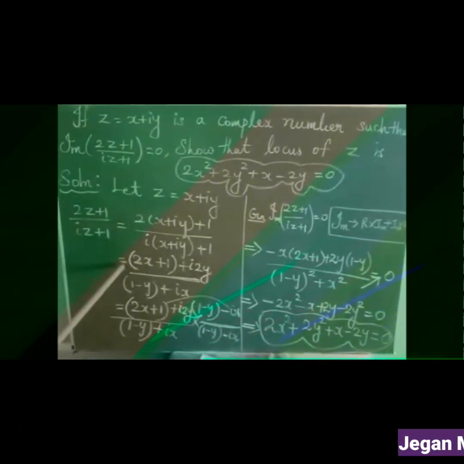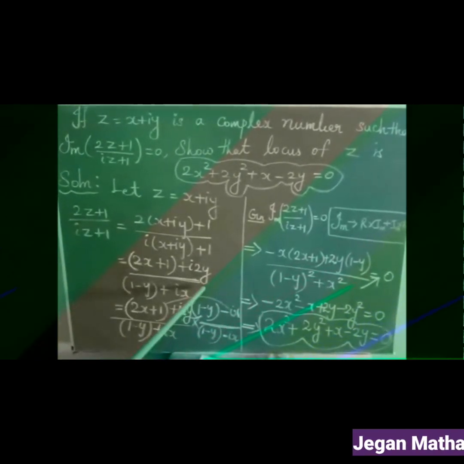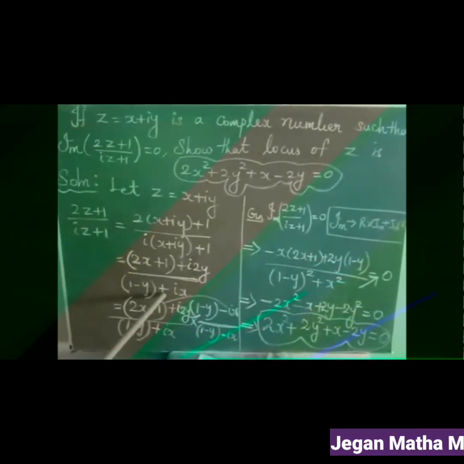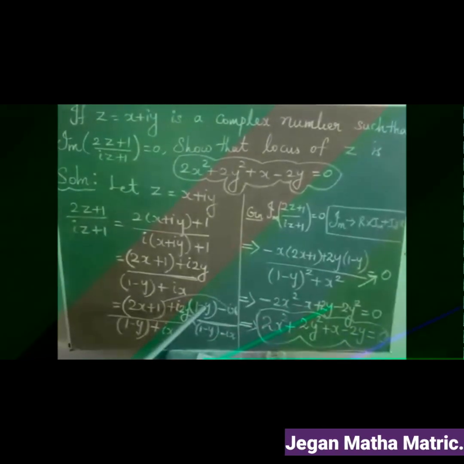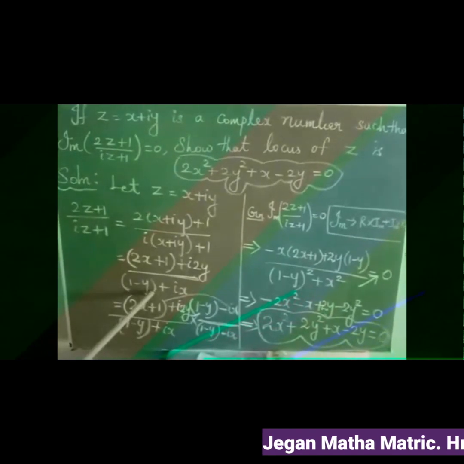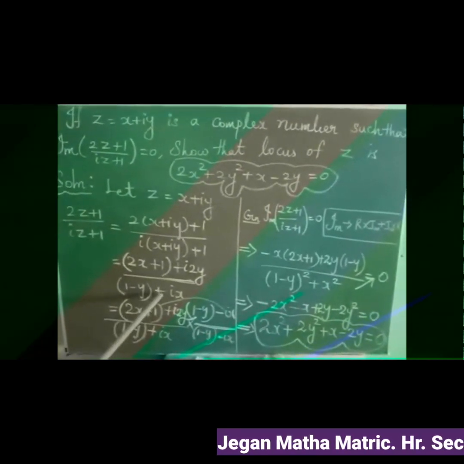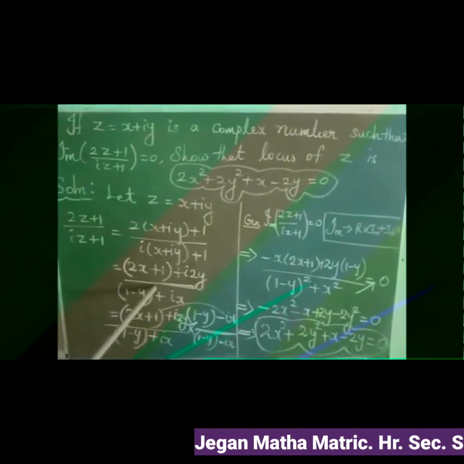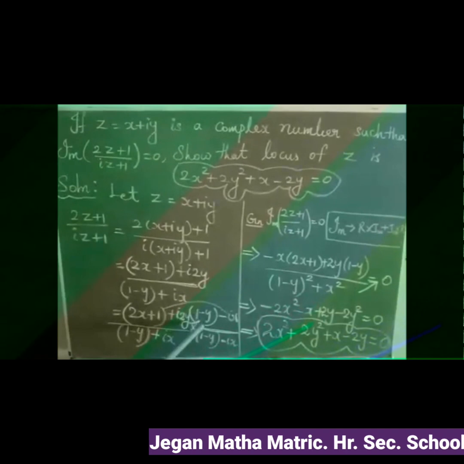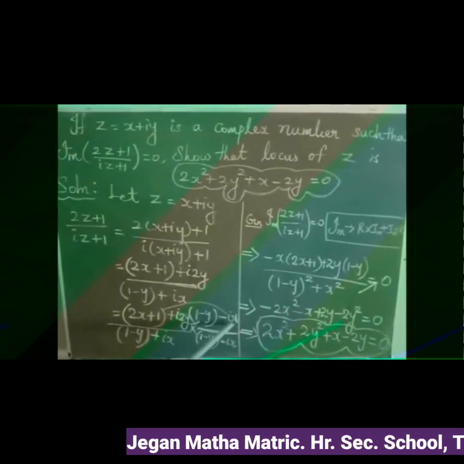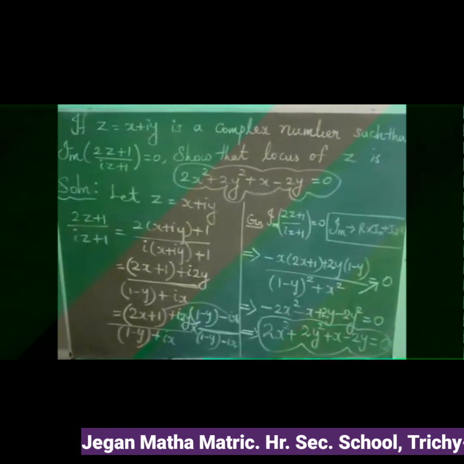When any complex number is given in this form, if you want to convert this, automatically we will take the conjugate of the denominator. So multiply and divide by the conjugate of the denominator. You know what is the meaning of conjugate? Conjugate means we change only the middle sign. So the conjugate of this denominator is 1 minus y minus ix, divided by 1 minus y minus ix.